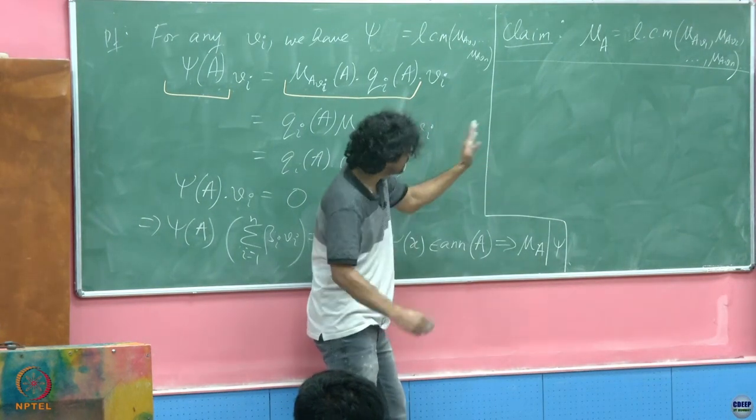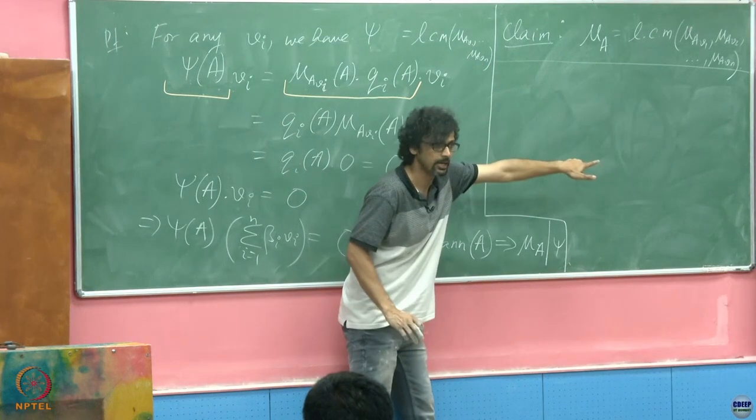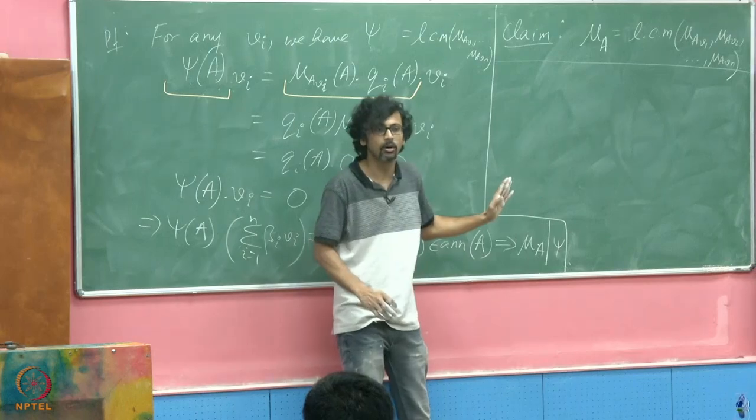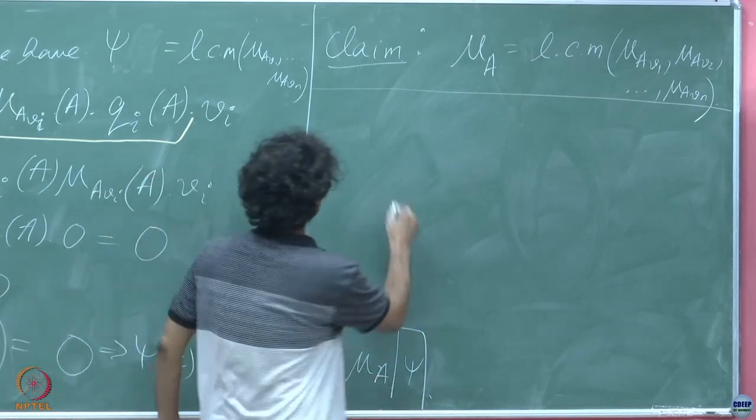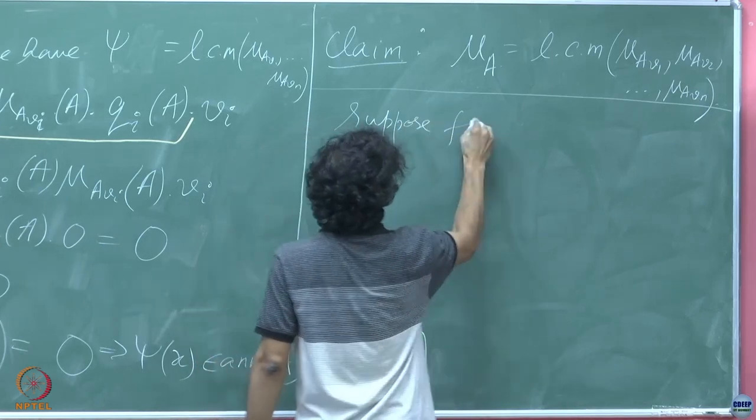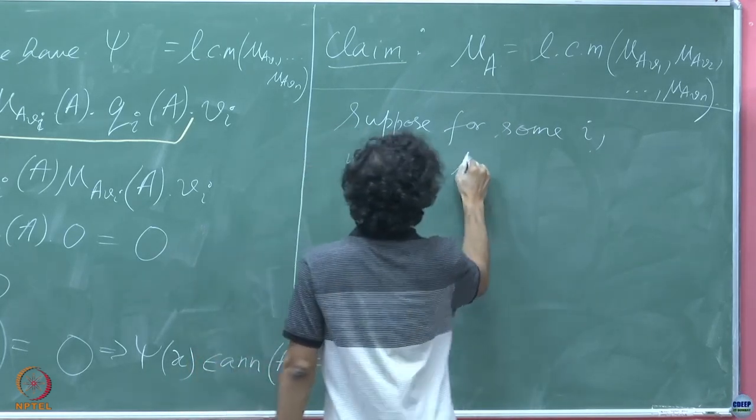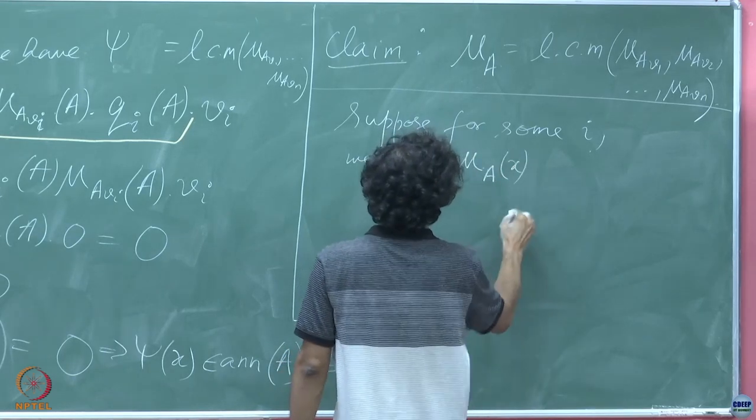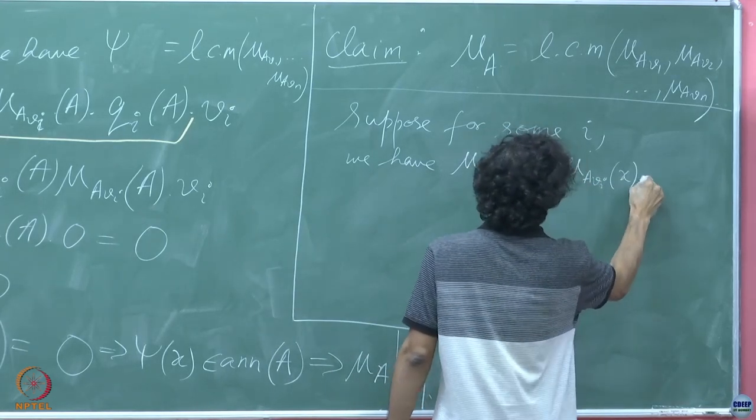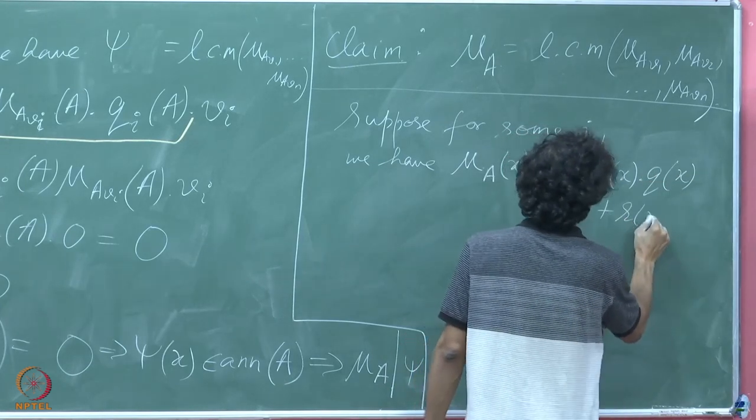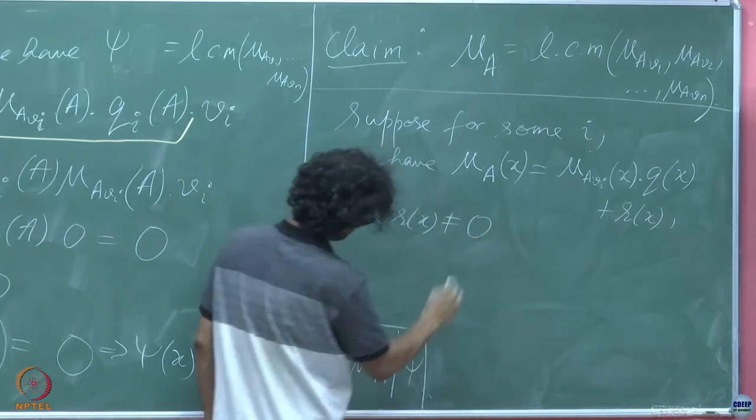mu A. So let us investigate the possibility that one of these fellows, mu A V1, mu A V2 till mu A Vn, fails to divide mu A. And if you can rule that possibility out, then we would have shown that psi also divides mu A, right? So suppose for some i, we have mu A x is equal to mu A Vi x times q x plus R x with R x not equal to 0.